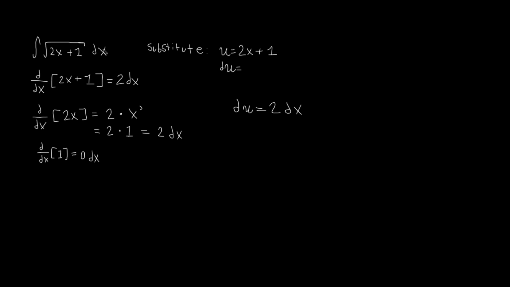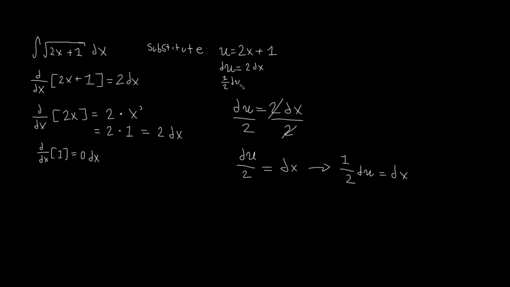However, when we look at our integral here, we don't see 2 dx. We see dx. Therefore, we need to manipulate this. What we need to do is divide by 2. We'll divide both sides by 2 and find that these 2's cancel. Then we have du over 2 equals dx. Now this is the same thing as saying 1/2 du equals dx. So up here, du is 2 dx, but 1/2 du is going to equal dx.